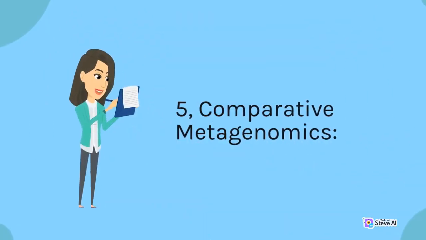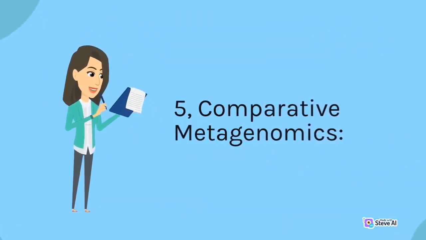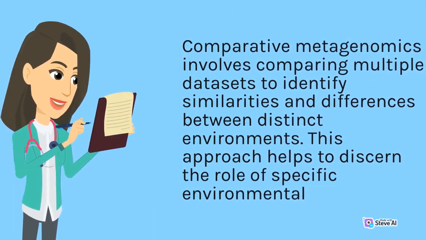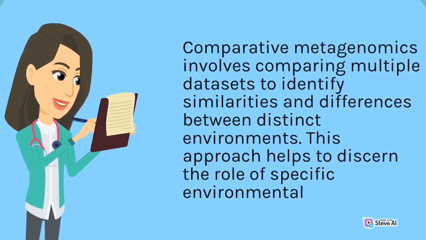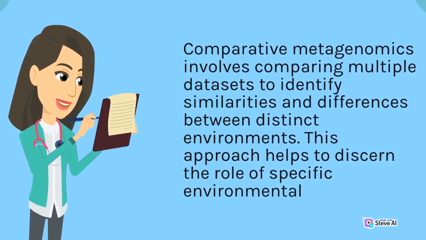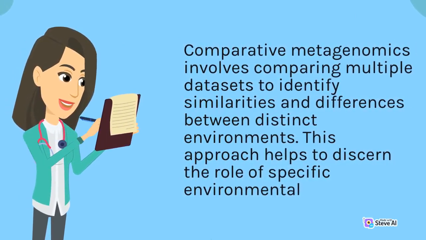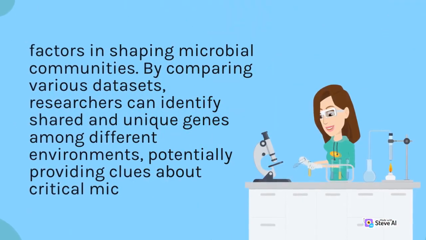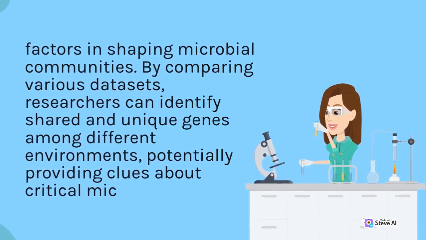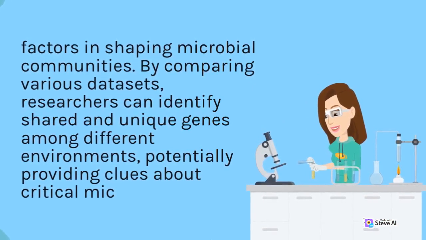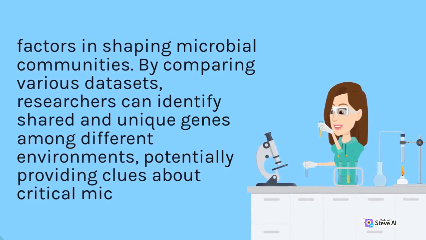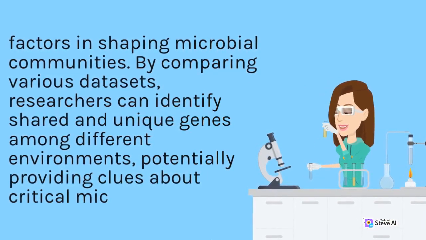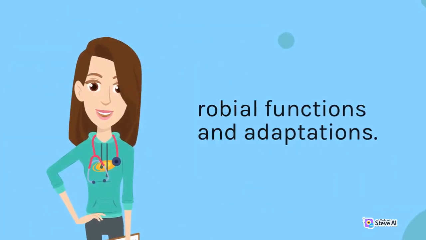5. Comparative metagenomics. Comparative metagenomics involves comparing multiple datasets to identify similarities and differences between distinct environments. This approach helps to discern the role of specific environmental factors in shaping microbial communities. By comparing various datasets, researchers can identify shared and unique genes among different environments, potentially providing clues about critical microbial functions and adaptations.